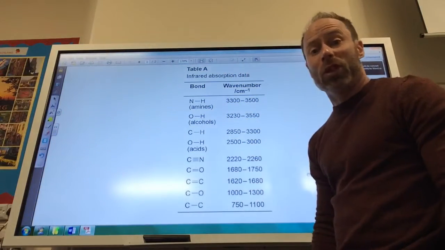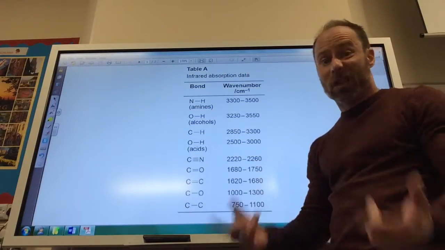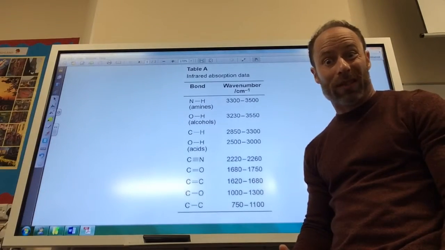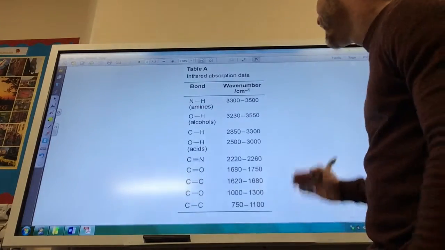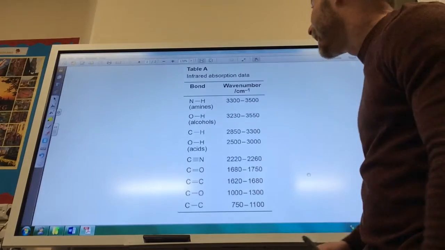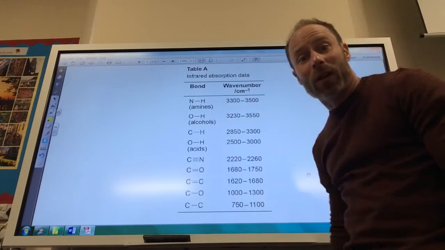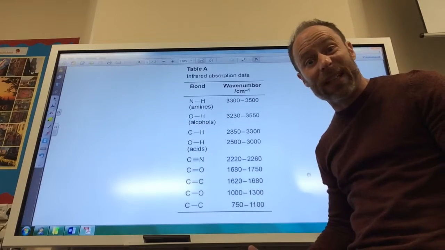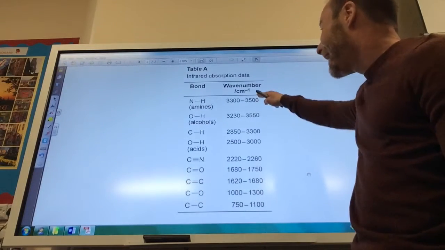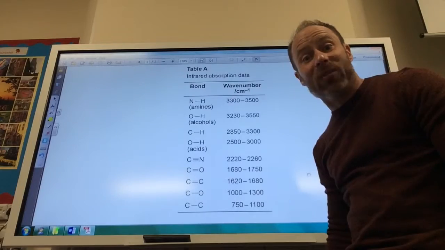Right, so this is the first page of your data sheet, and it's really important you use this in the exam. So make sure you've got your data sheet first of all in your exam paper, which you will have, and then use it. Okay, so Table A gives you a list of lots of different covalent bonds which we commonly see in organic molecules, and it tells me the frequency that they absorb at.